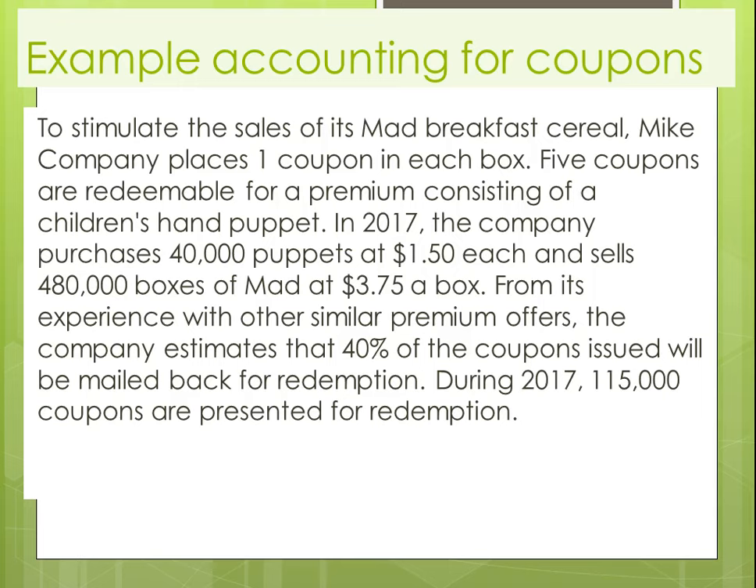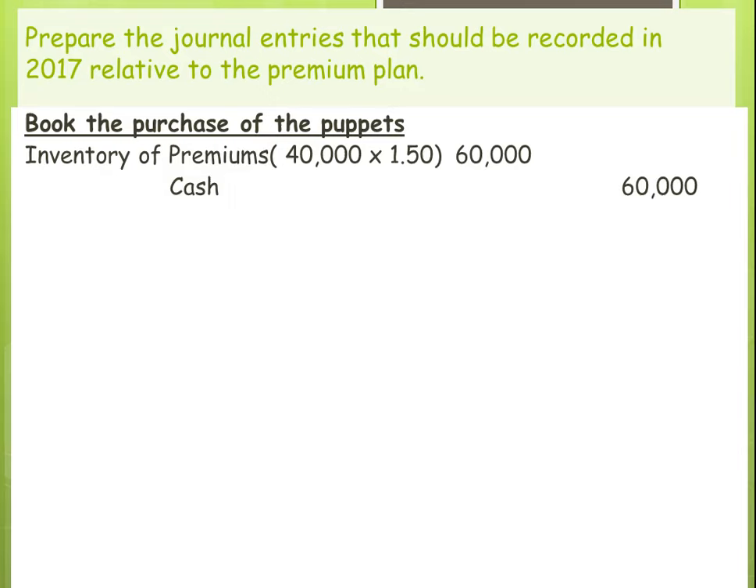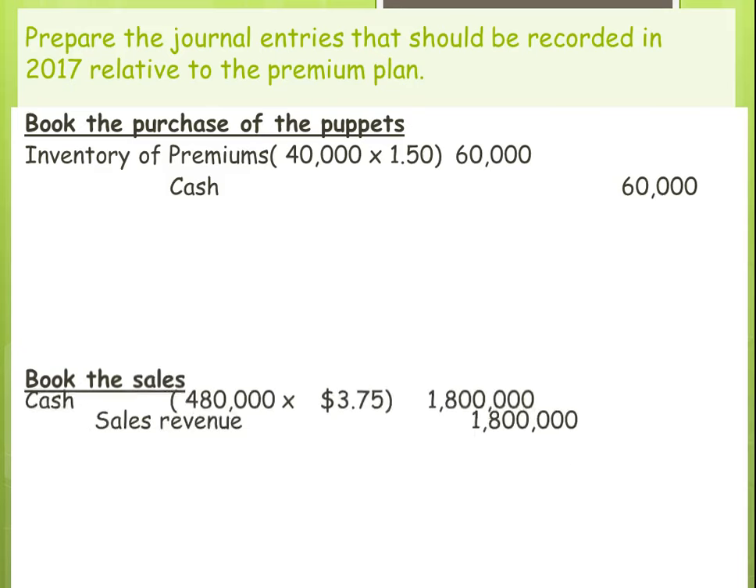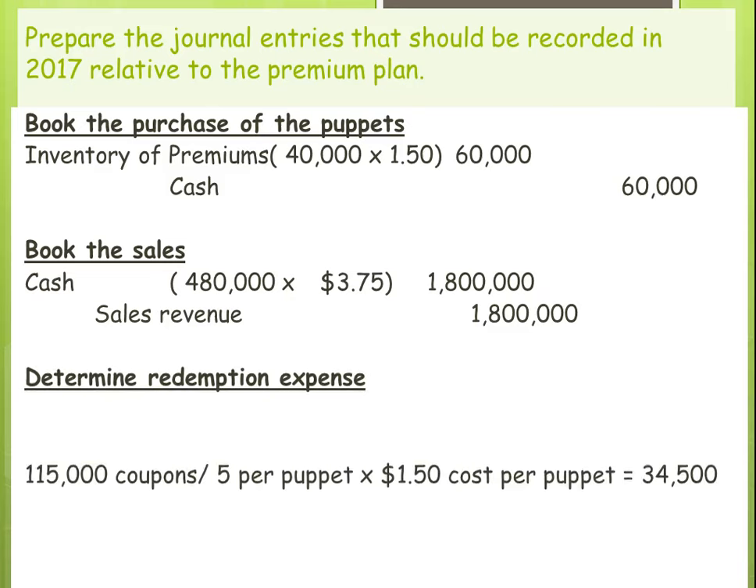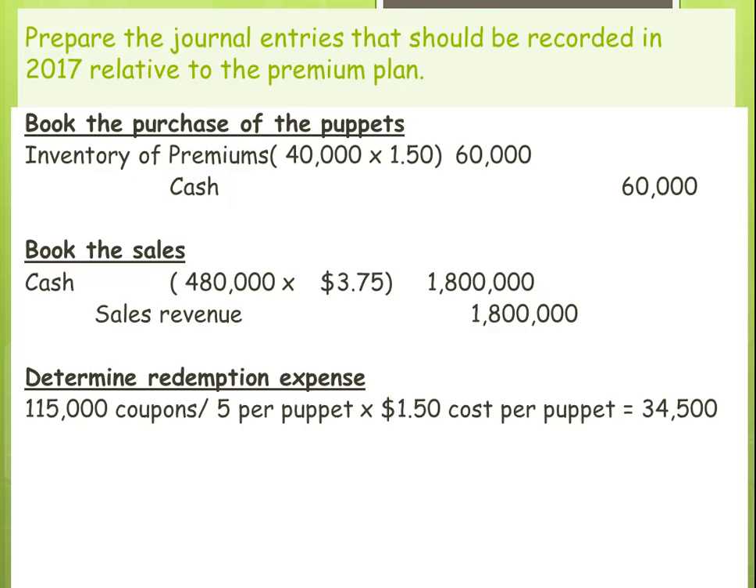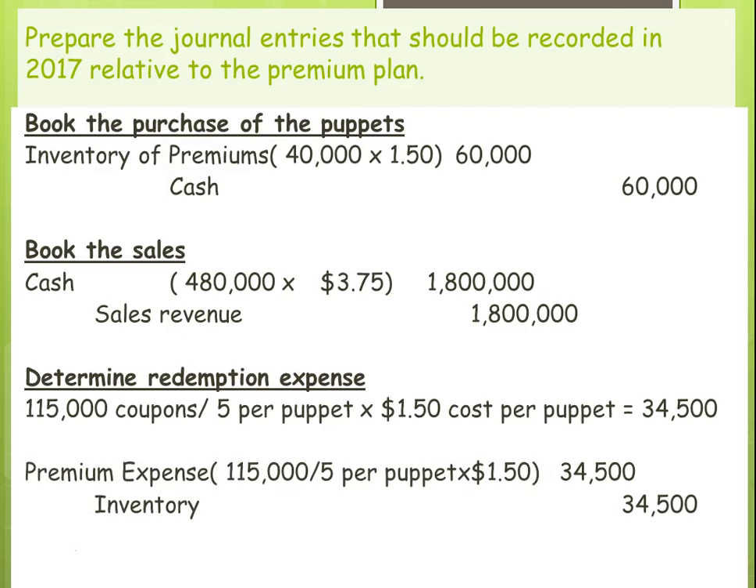What do we do? Well, first, we're going to book the purchase of the puppets, which is inventory of premiums, which would be 40,000 times $1.50, and cash. And then we're going to book the sale of our cereal, which is 480 boxes times $3.75. Then we're going to determine the redemption expense. We had 115 coupons divided by 5 coupons per puppet times $1.50, the cost per puppet, which means that we would have had premium expense of $34,500, and we would credit inventory.